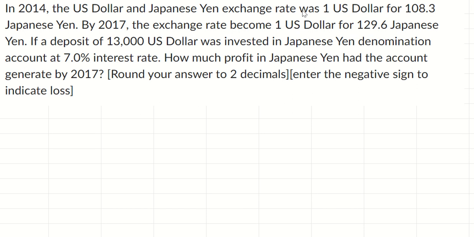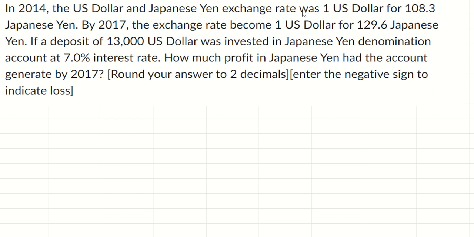All right, so the first question says: in 2014, the US dollar and Japanese yen exchange rate was $1 for 108.3 Japanese yen. By 2017, the exchange rate has become $1 for 129.6 Japanese yen. If a deposit of 13,000 US dollars was invested in a Japanese yen denominated account at a 7% interest rate, how much profit in Japanese yen had the account generated by 2017?